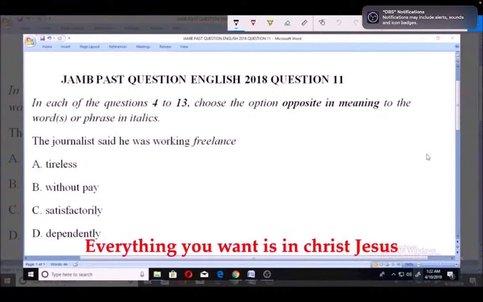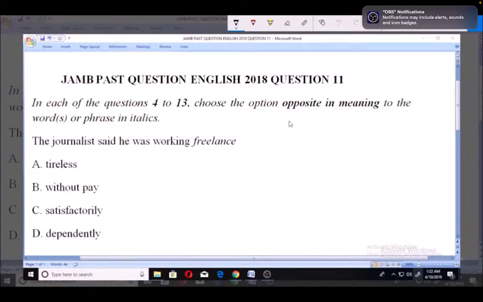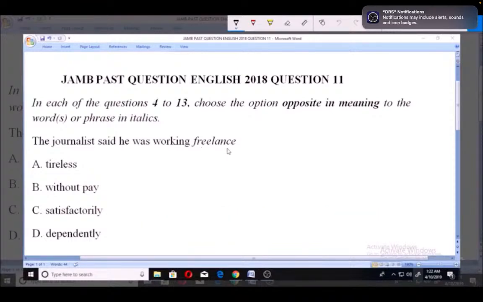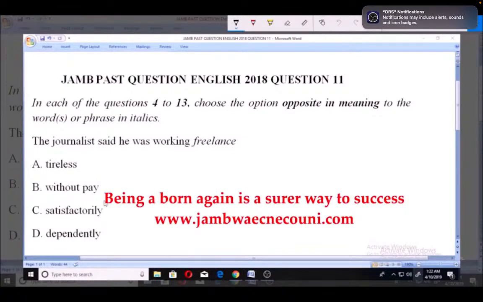2018 question number 11. In each of the questions 4 to 13, choose the option opposite in meaning to the word or words or phrase in italics. The journalist said he was working freelance. So the word is freelance. Which is opposite in meaning to freelance? A, tireless. B, without pay. C, satisfactorily. D, dependently?